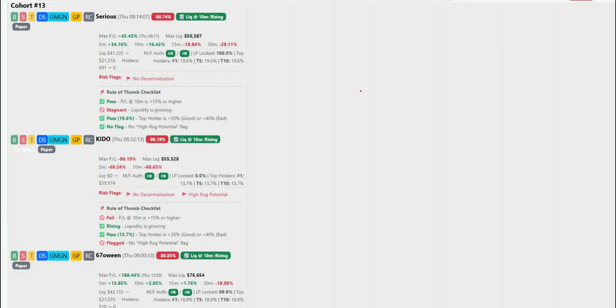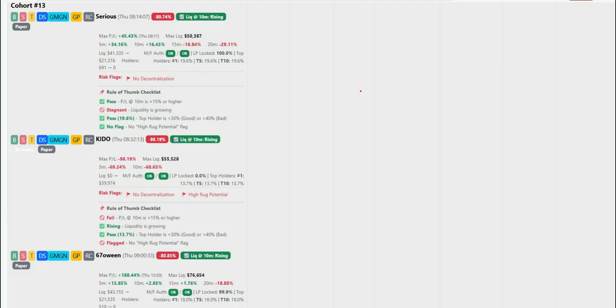First up is the token Sirius. While its current PL is negative, look at the max PL data. This signal was up by as much as 45.43% at one point, showing how volatile these markets can be. Now let's look at its rule of thumb checklist for a health check. It gets a pass for a P/L at 10 million, as it was up over 16%. However, it shows stagnant for liquidity growing, indicating its momentum faded. It passes the top holder and rug potential checks, meaning it was structurally sound. This tells you the token started strong but failed to maintain liquidity momentum, a key warning sign.